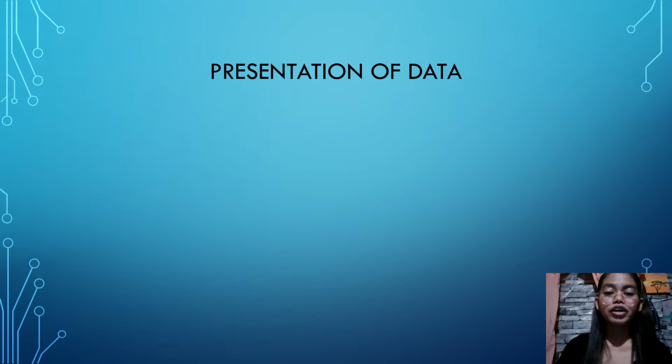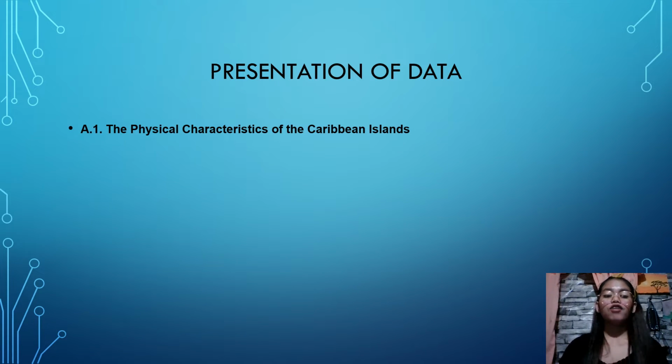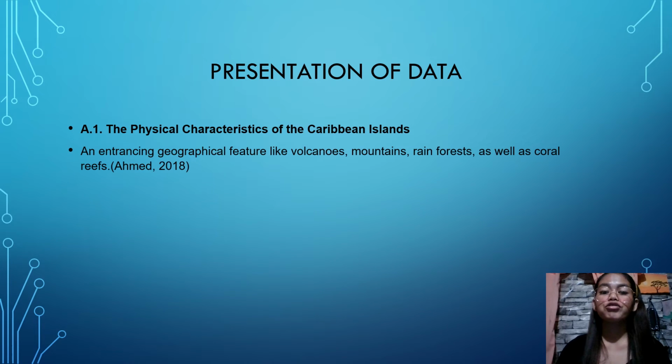Now, we're here in a presentation of the data. First, 8.1, the physical characteristics of the Caribbean islands. According to 2018, entrancing geographical features like volcanoes, mountains, rainforests, as well as coral reefs are present in the Caribbean islands.